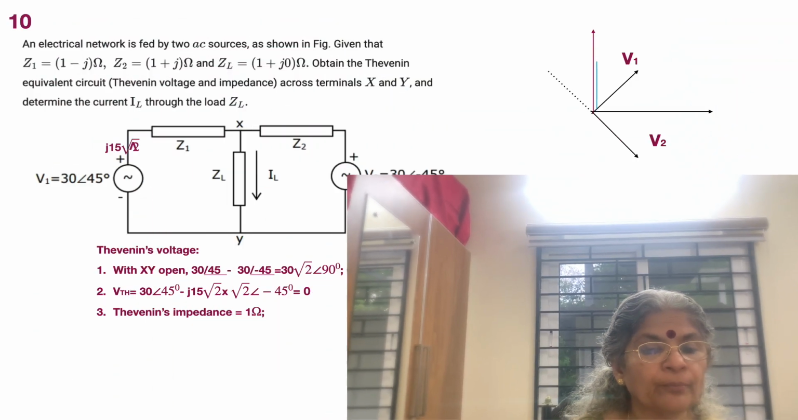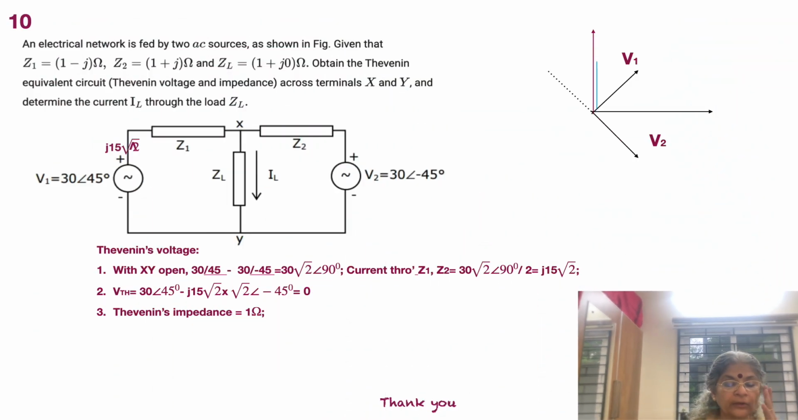Now to the last of the problems. It's the last of the slides in this session on circuits. So what do we have here? We have V1 30 angle 45 on one side, V2 30 angle minus 45 on the other side. Then we have Z1, Z2 and ZL, and IL is supposed to flow through ZL. An electrical network is fed by two AC sources as shown in the figure. Given that Z1 is equal to 1 minus j ohms. That's good.